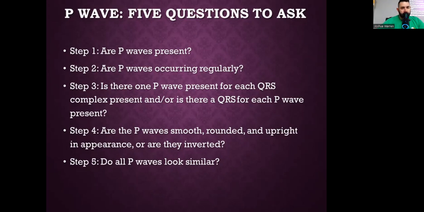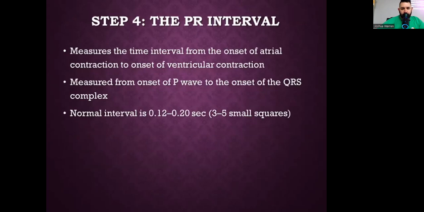All right, the PR interval. That measures the time interval from the onset of atrial contraction to the onset of ventricular contraction. How long is it taking that impulse to travel from the atria to the ventricles? So, it's measured from the onset of the P wave to the onset of the QRS.